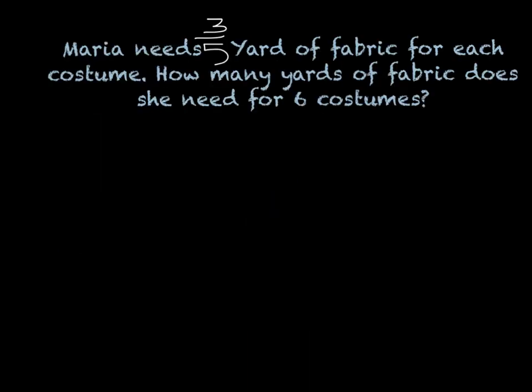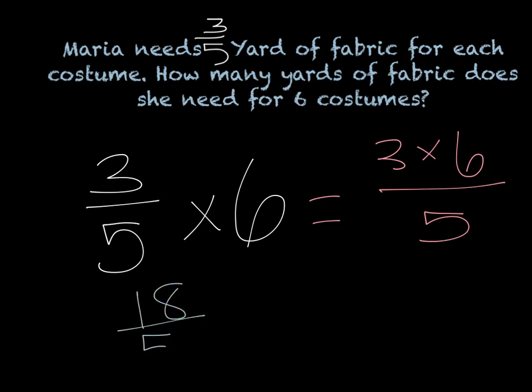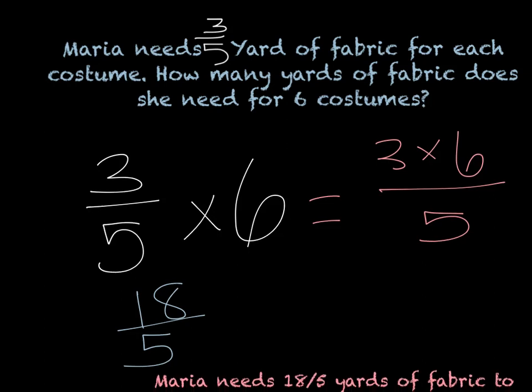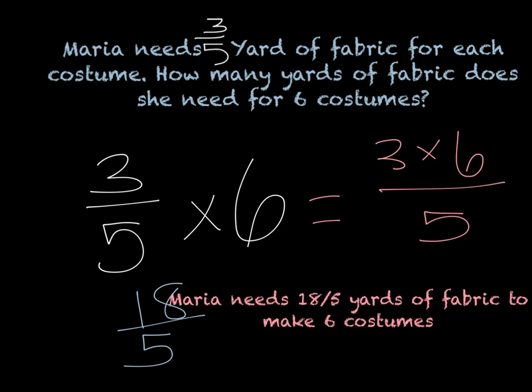Now we will apply what we just learned to solving a word problem. Maria needs 3/5 yard of fabric for each costume. How many yards of fabric does she need for 6 costumes? So if we know that 3/5 is how much she needs for 1, but she needs to make 6, then we know we need to take 3/5 times 6. So we would rewrite it as 3 times 6 over 5. 3 times 6 is 18 over our original denominator of 5. So we know that Maria needs 18/5 yards of fabric to make 6 costumes.